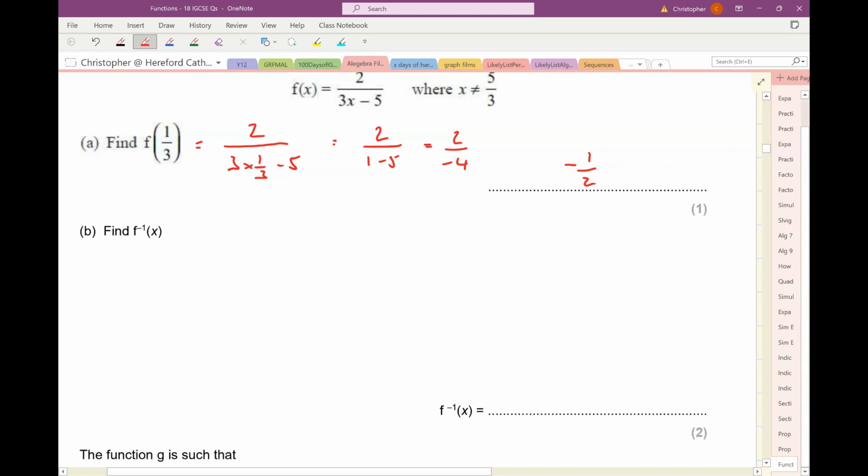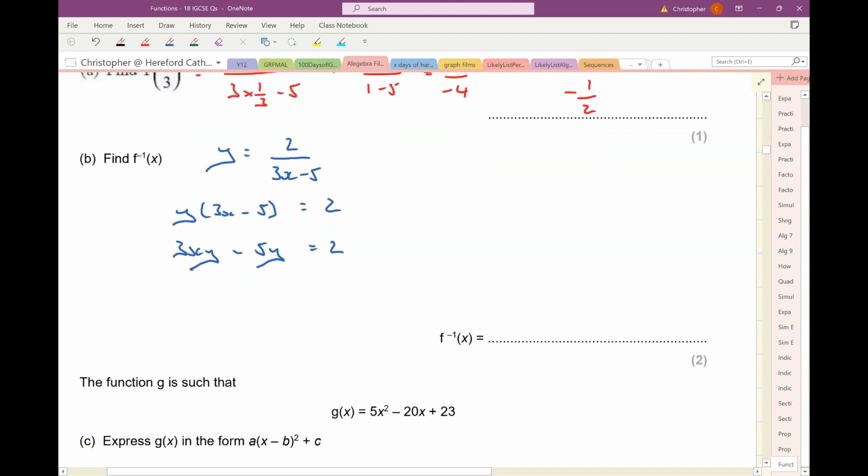Now I'm asked to find the inverse function. Okay, so I'm going to do this in the same way as ever. I'm going to write y equals 2 over 3x minus 5, and I'm going to make x the subject of this. So I'm going to multiply both sides by 3x minus 5. Multiply out the bracket. Now anything with an x on it on the left, anything else on the right. So I'm going to add 5y to both sides. 3xy equals 2 plus 5y. And now I'm going to divide both sides by 3y, so that x is the subject.